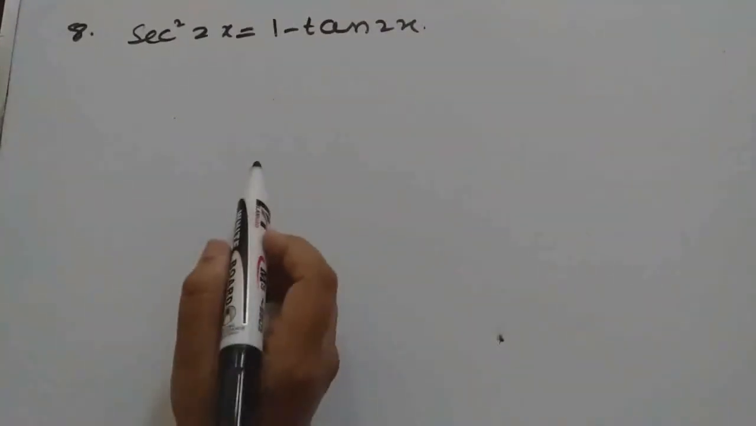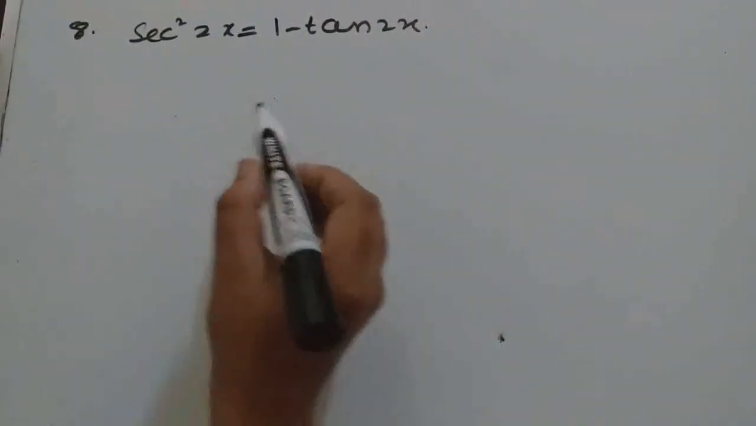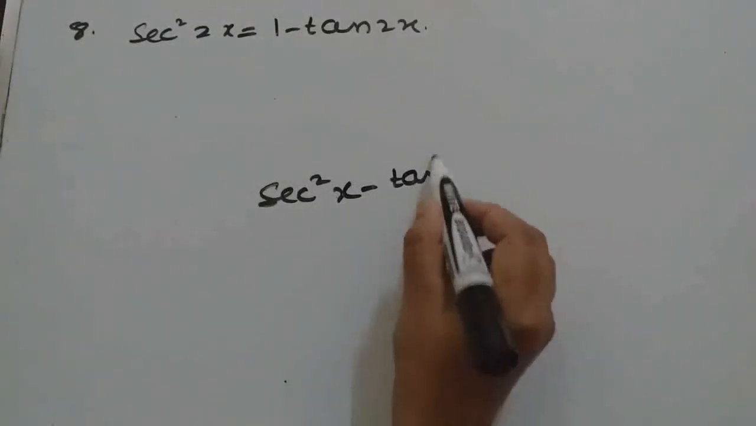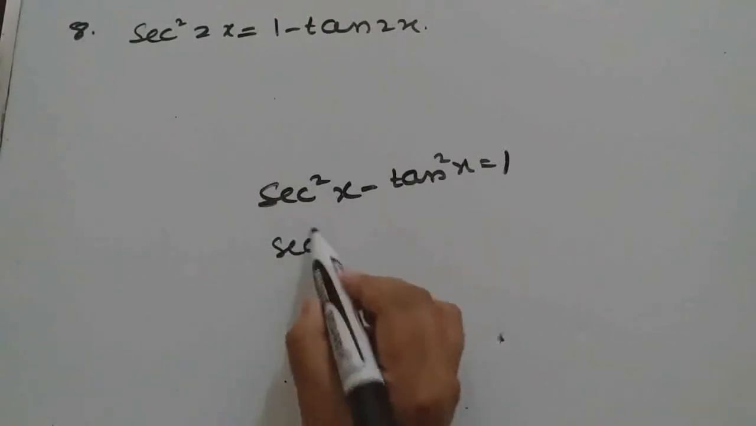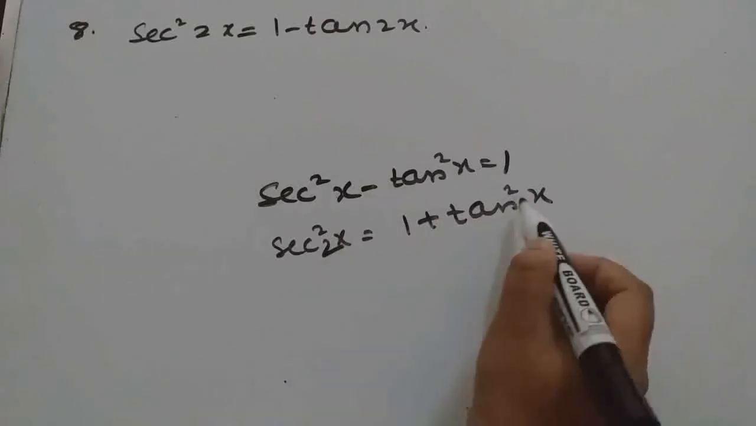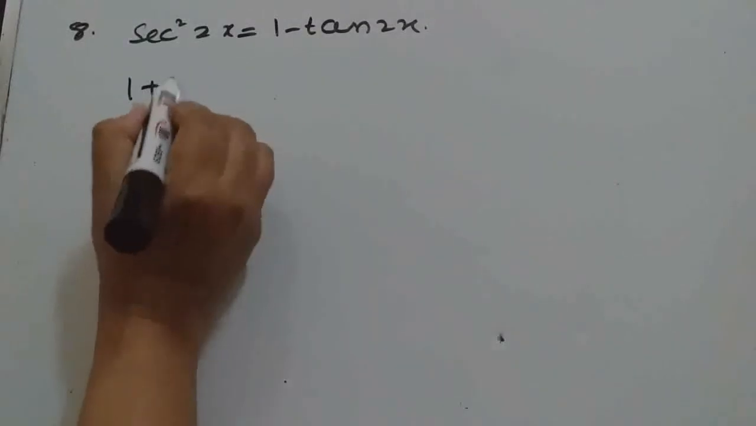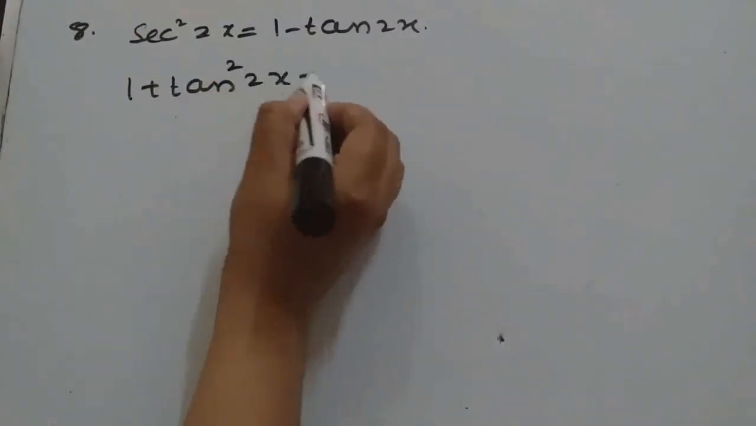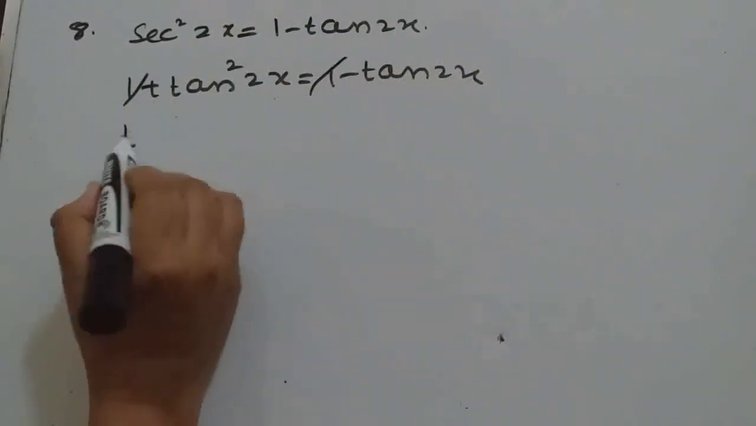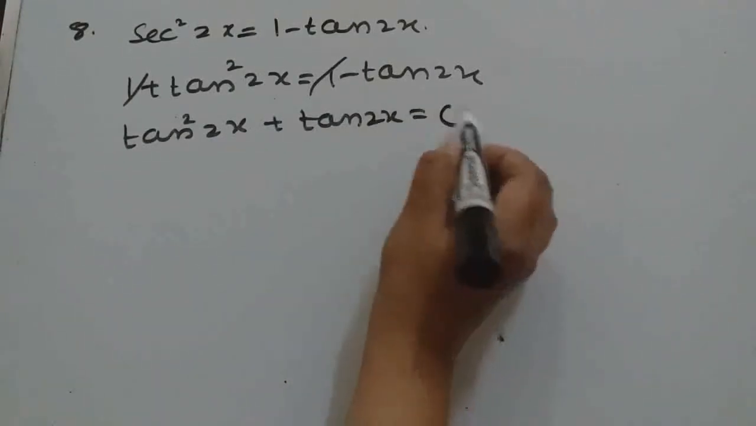Question number 8. sec square 2x equals 1 minus tan 2x. So for sec square 2x we can use an identity, since we know sec square x minus tan square x is equal to 1. Okay, so sec square x will be 1 plus tan square x. So if it is 2x, here it will be 2x, so 1 plus tan square 2x we can write. So this one will go. Okay, so tan square 2x plus tan 2x equals 0.